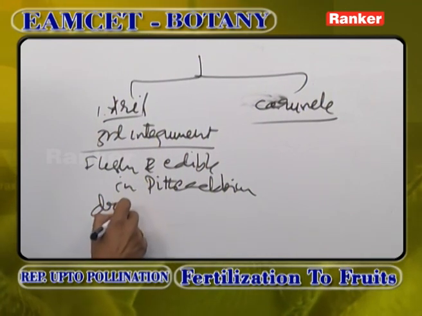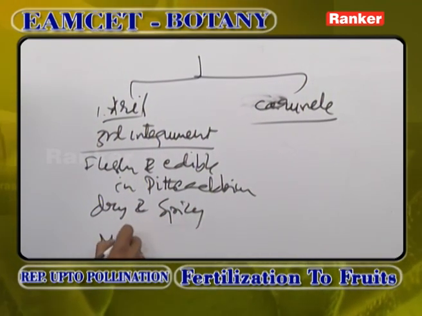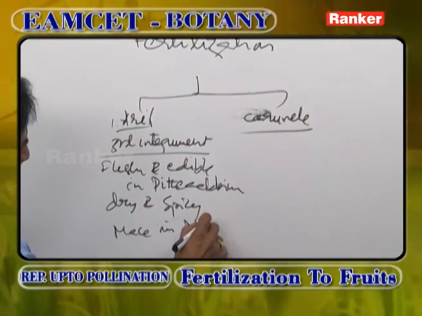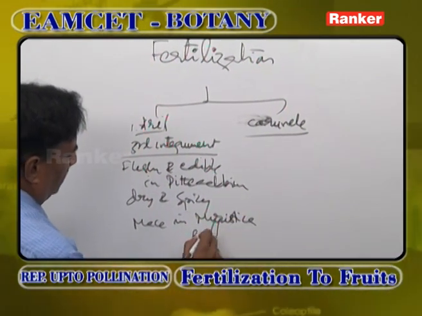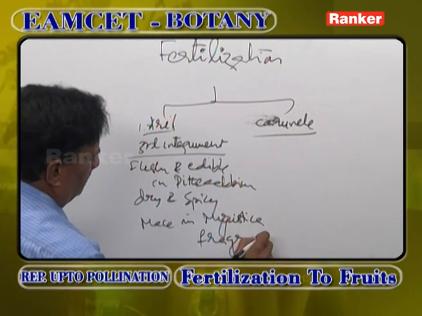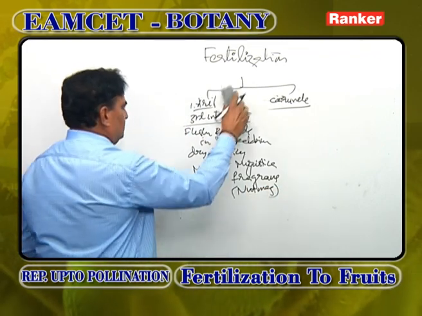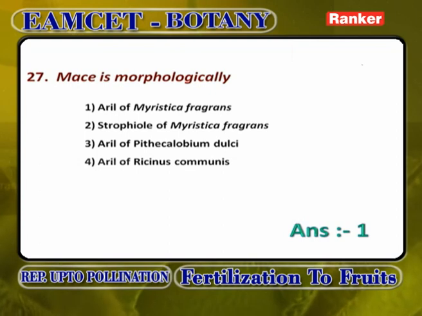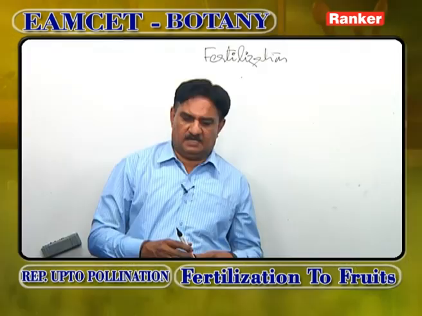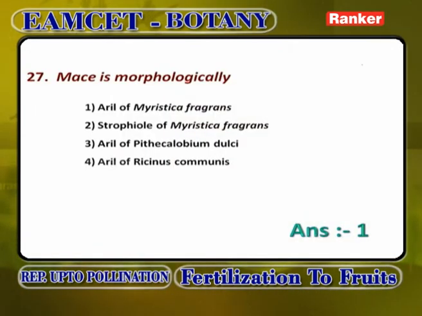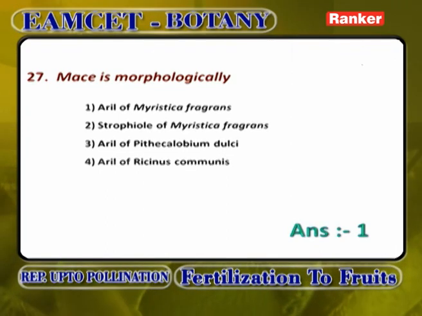It is dry and spicy, popularly called mace, in Myristica fragrans or nutmeg. So arils are used as dry spicy structures in the case of Myristica fragrans. So Myristica fragrans is mace. So the answer is aril of Myristica fragrans. Strophiole of Myristica fragrans is wrong. Aril of Pithecellobium dulce is not mace, it is fleshy and edible. Ricinus communis absolutely does not show any aril.